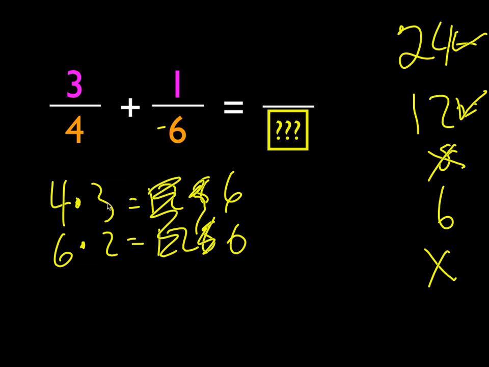Can I do it for 6? Is there any number I can multiply? And the answer is no, so that's not a common denominator. So the least common denominator, at least of the ones I've checked, is 12. So that's pretty much how you do it. Let me do a couple more examples.